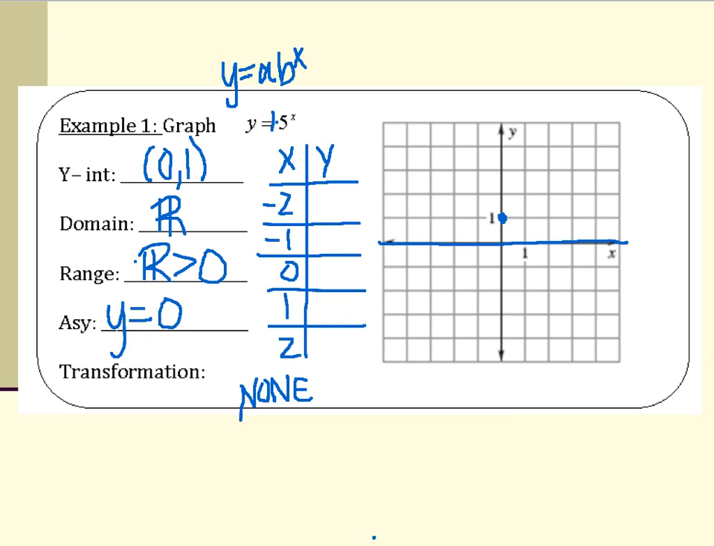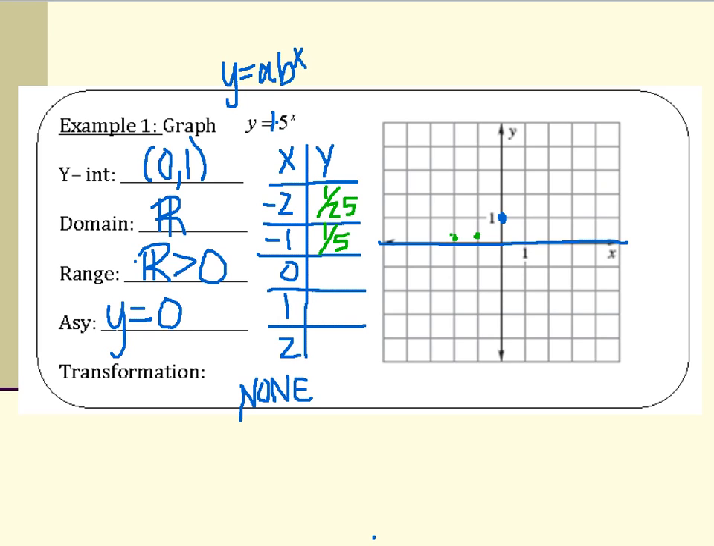And at this point, you should know how to complete a table, so I'm not going to take the time to go through that. I'm just going to give you the numbers. Remember, all you would do is put 5 to the -2nd power in your calculator. If you do that, you get 1 over 25. So -2, 1 over 25 would be right down here on my graph. If you put -1 in, you get 1/5. So -1, 1/5 is right here on the graph.